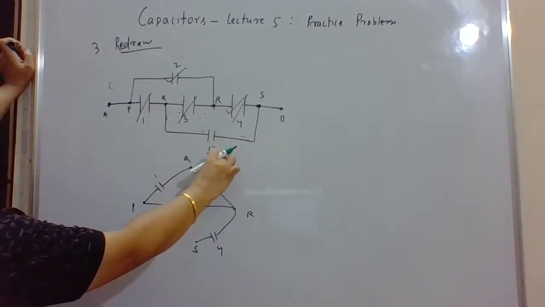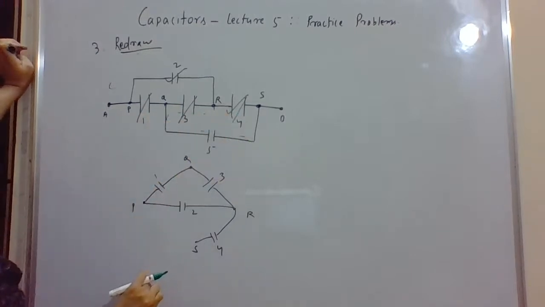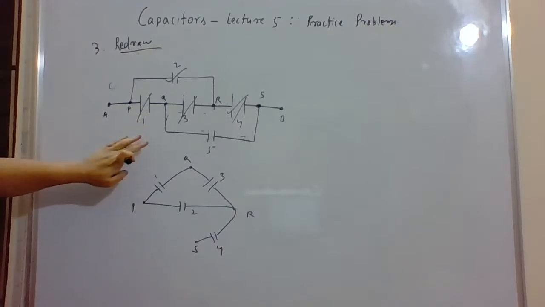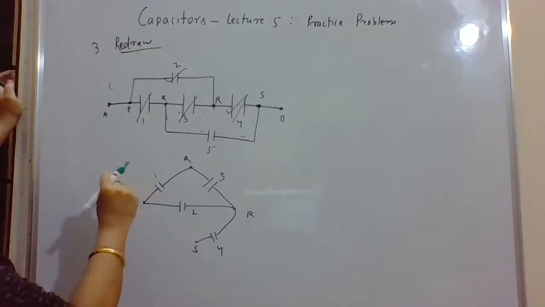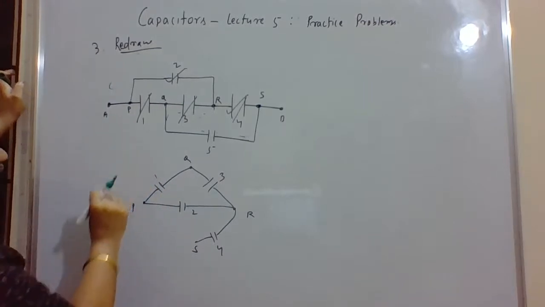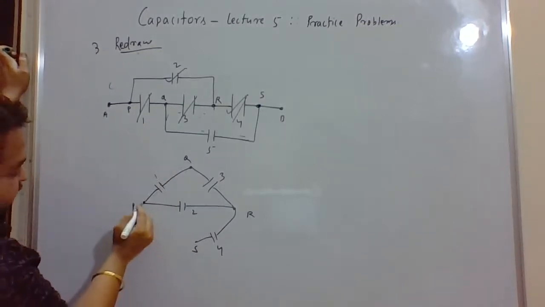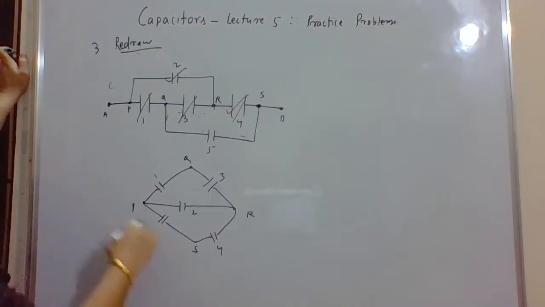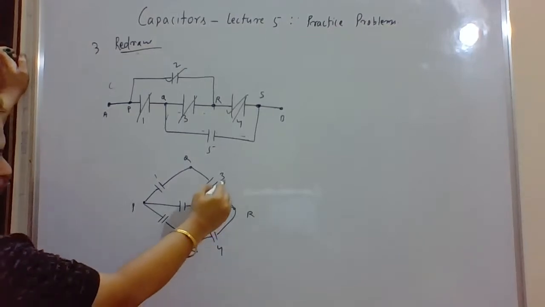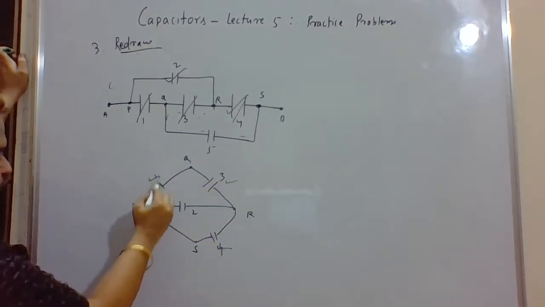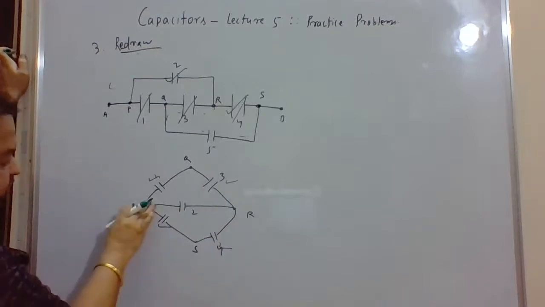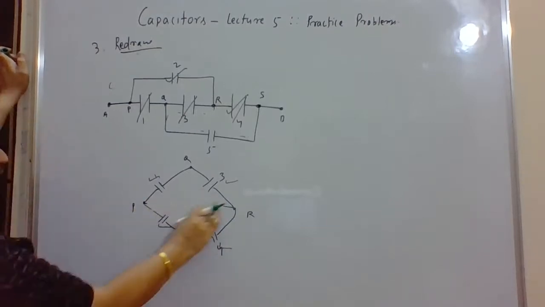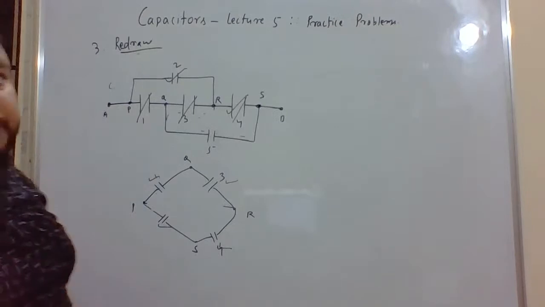5. 5 is connected between Q and S. Okay, so this will also not be possible. So 5 needs to be there between P and S. So, sorry, I think this problem is slightly wrong. So the last capacitor should be between P and S. So once it is like this, then obviously it again becomes a Wheatstone bridge. So when this side by this side equals to this side by this side, and obviously you will be able to remove the central link, and it becomes an easy Wheatstone bridge problem.